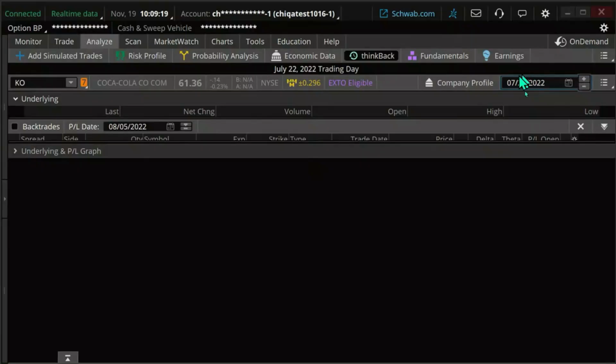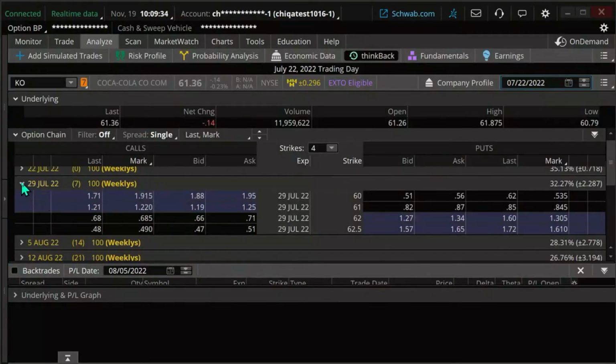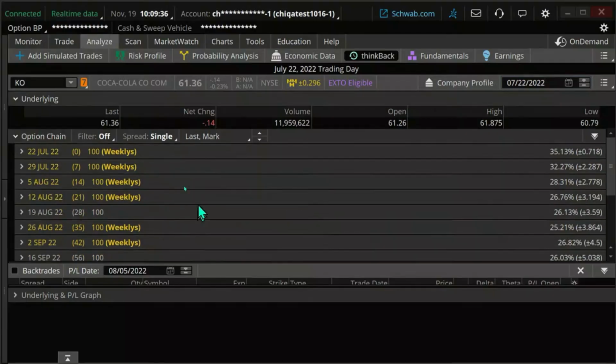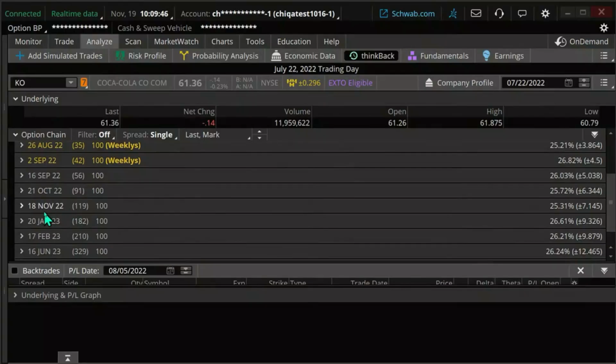So you put the date up here of the Thinkback date. And then when you look at it, let me just get rid of this. When you look at it, what you're going to see is, oh, here are options. And you go, oh, those are great. Looks like an option chain. But keep in mind, these are options that expire in August of 2022. These options are long gone at this point.